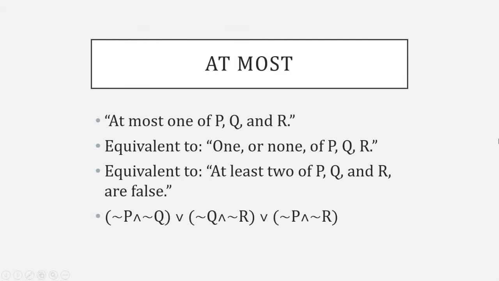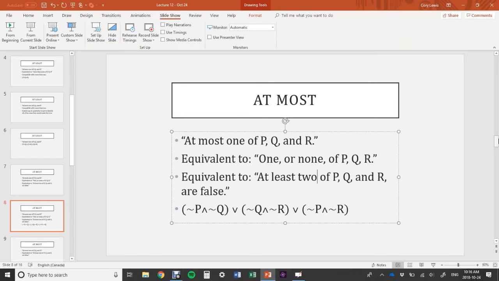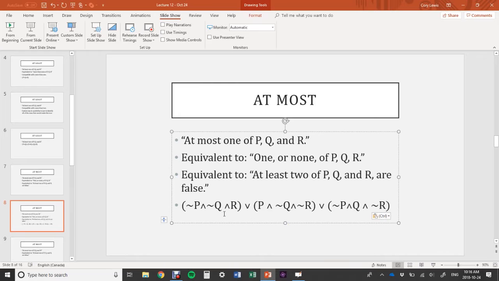So, at most one of these is true means that at least two of them are false. So we just go through all the possible scenarios where two of them are false. You could, if you wanted, add in the condition here that R is true in this case, that P is true in this case, that Q is true in this case. But you don't, strictly speaking, need to.